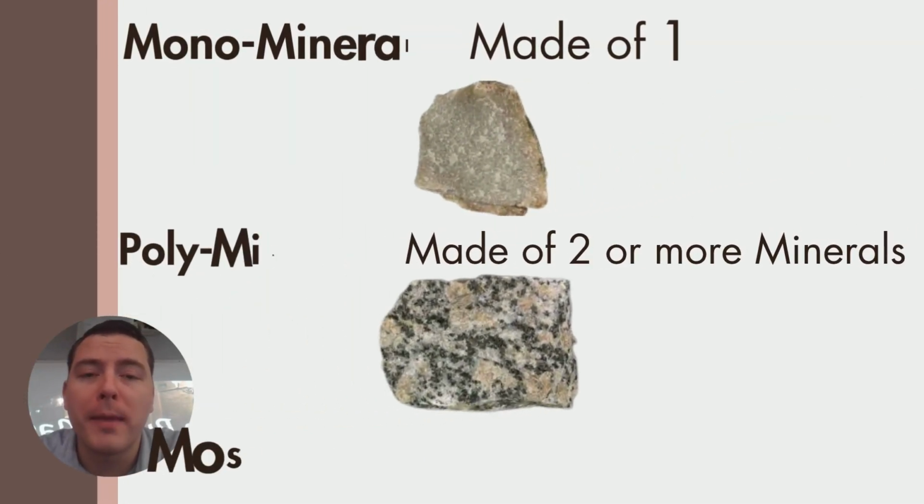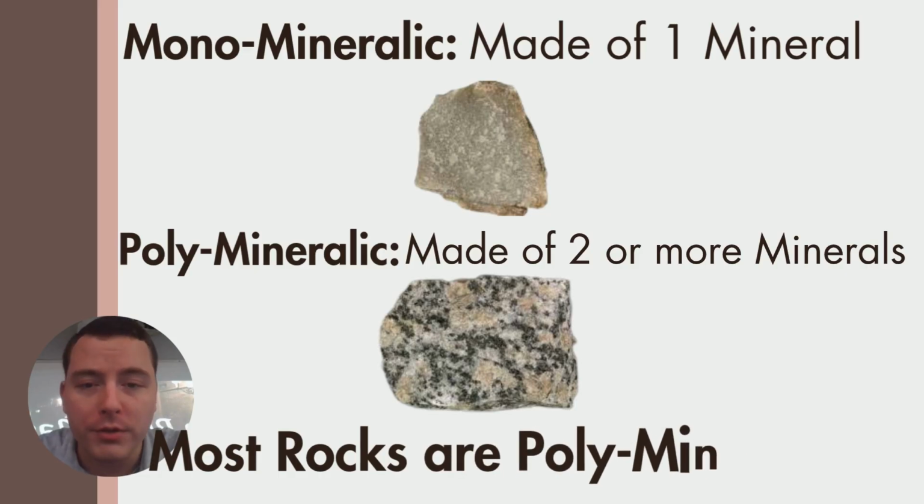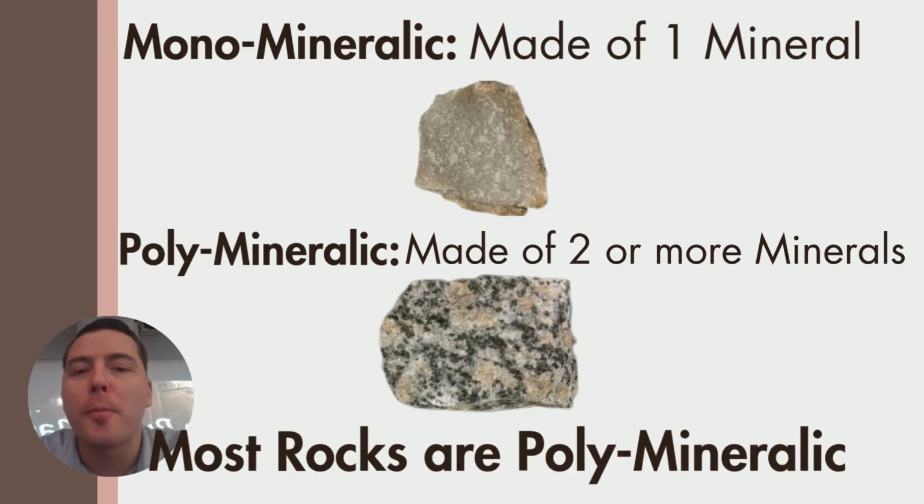So rocks are made of one or more minerals. We know it's a monomineralic rock if it's made of one mineral, and polymineralic means it's made of two or more minerals, which is kind of like this granite.